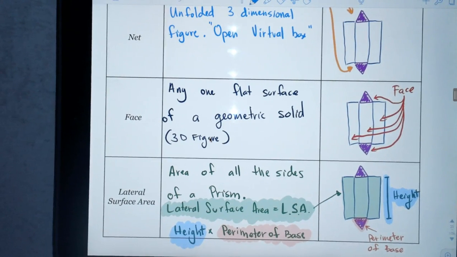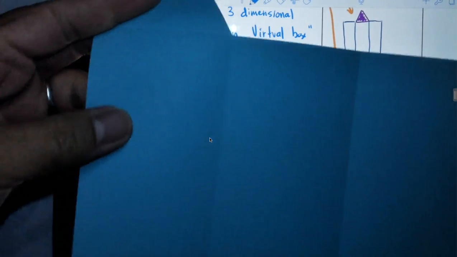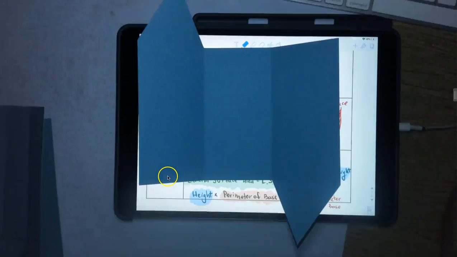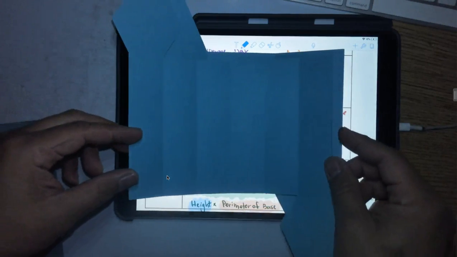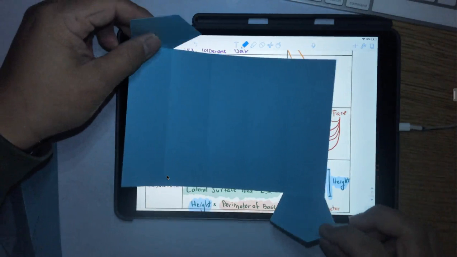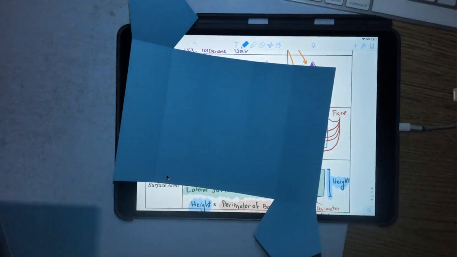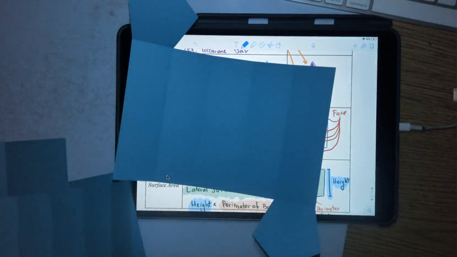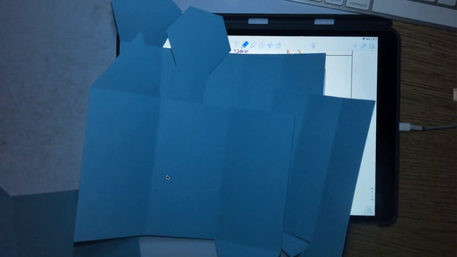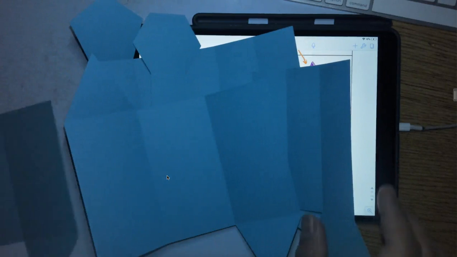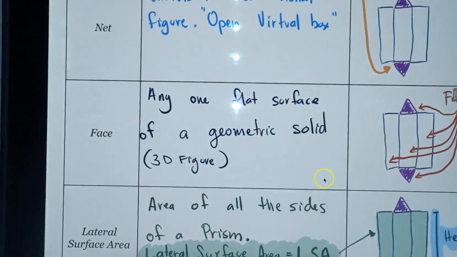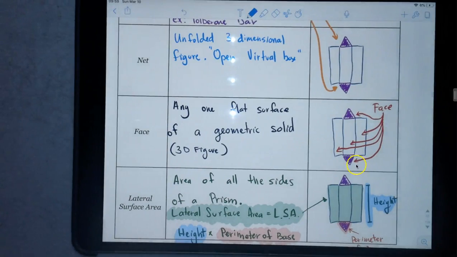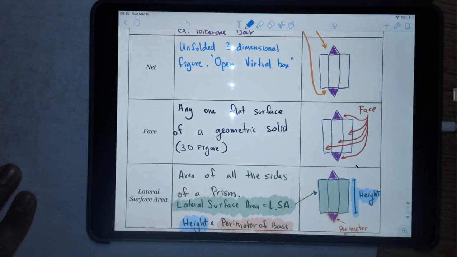A lateral surface area is that section in the middle. So here I have my triangle prism. This middle section is my lateral surface area. I have a hexagonal one. This middle area is my lateral surface area. Here, not the ends, but the middle section is my lateral surface area. I think that's all my shapes: pentagon, hexagon, triangle, two triangles, a square. All right. So any of that middle section is a lateral surface area.